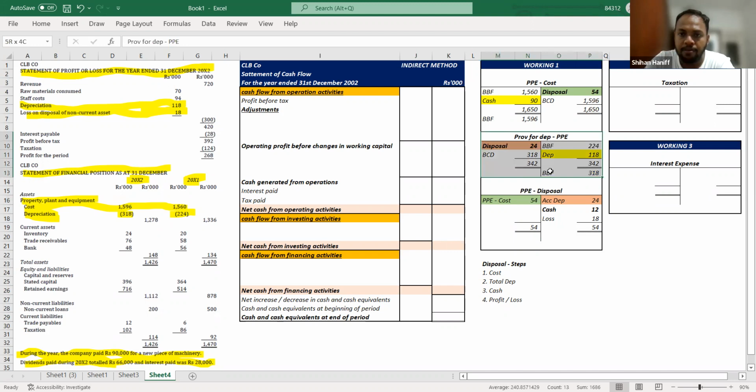Same way you can calculate the provision for depreciation account difference, which is 24. That is the disposed asset depreciation. Loss is given, so the difference is cash. Now you can apply this for any question. If you understand the basic concept of preparing the PPE account, provision for depreciation account, and the disposal account, you can apply the same concept for any other question.